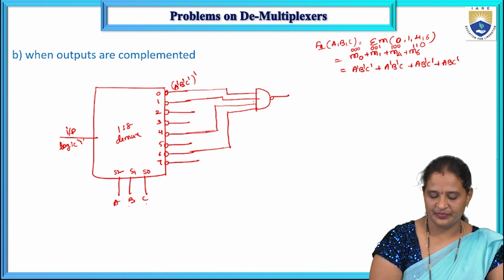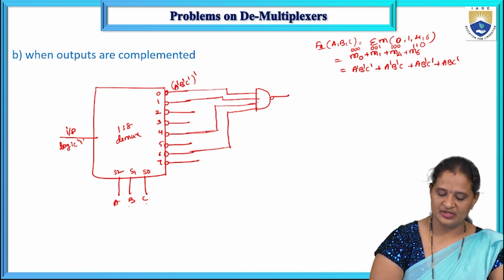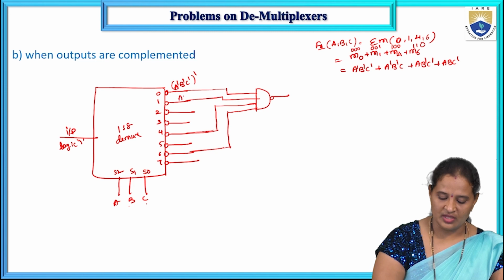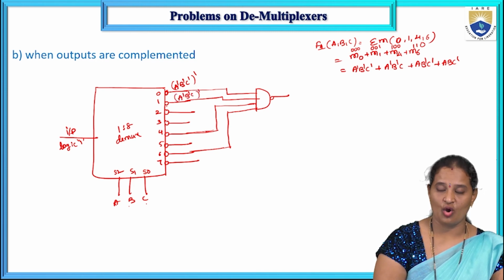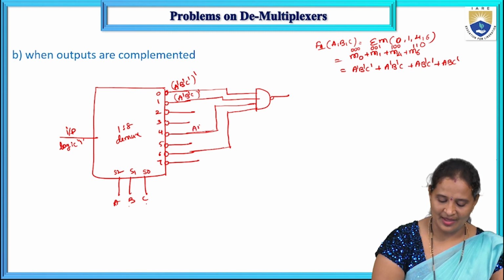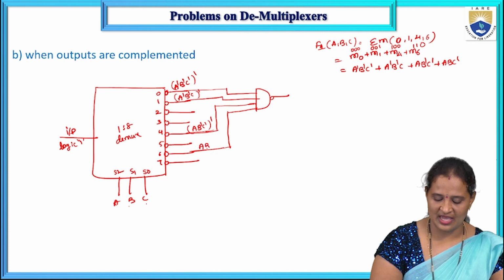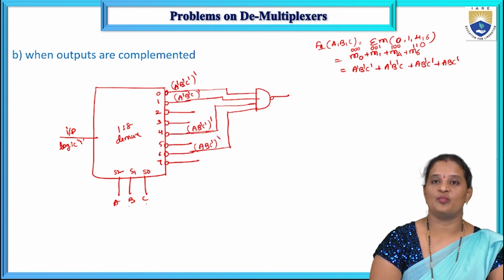Then 6. Okay, so now let me check the output of this one. What is the minterm for this one? This is A bar, B bar, C whole complement. Why am I getting the complement? Because the output is having a bubble. And this one is A, B bar, C bar whole complement. And this one is A, B, C bar whole complement.